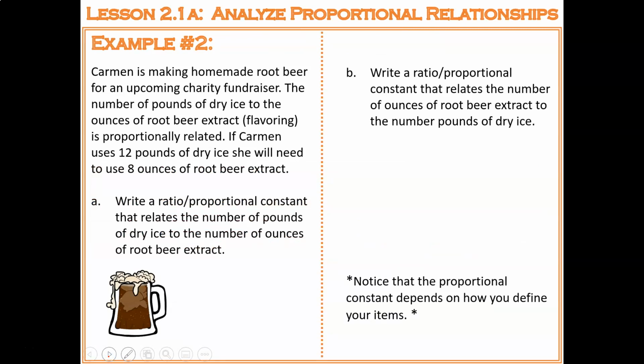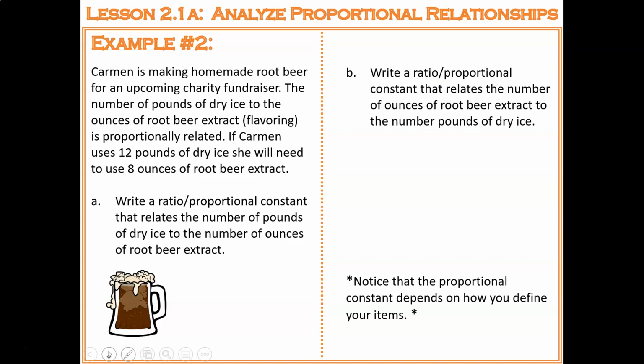All right, we are going to look at number 2. And I think I talked about this in a couple classes before about making homemade root beer in a big garbage can. So Carmen is making homemade root beer for an upcoming charity fundraiser. The number of pounds of dry ice to the ounces of root beer extract, which is flavoring, is proportionally related. If Carmen uses 12 pounds of dry ice, she will need to use 8 ounces of root beer extract.